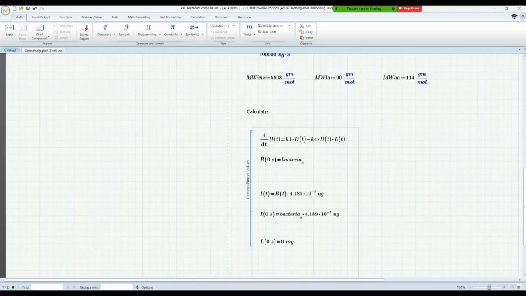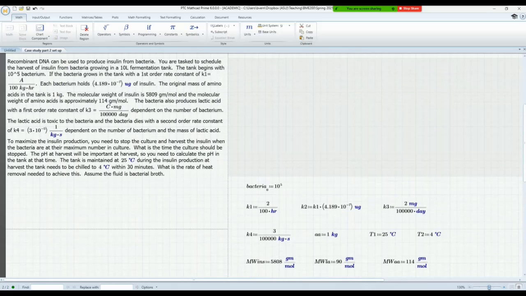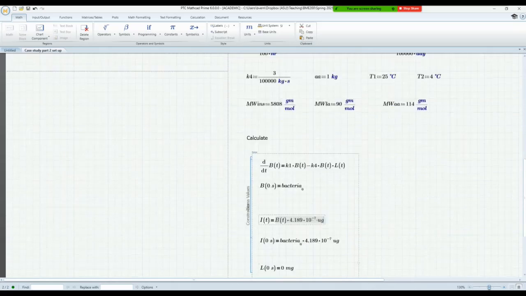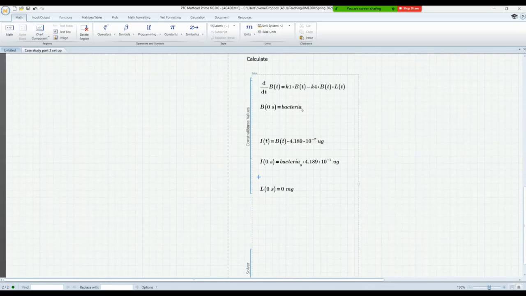So the insulin is going to be dependent on how much bacteria you have in there. So as the bacteria changes with time, then the amount of insulin changes with time. Now the lactic acid is produced, as it says up here, molecular weight, what does it say? The bacteria produces lactic acid on a first order rate constant of K3, depending on the number of bacteria. So here, it's a first order on the number of bacteria. So it's going to be a differential equation, function of time.